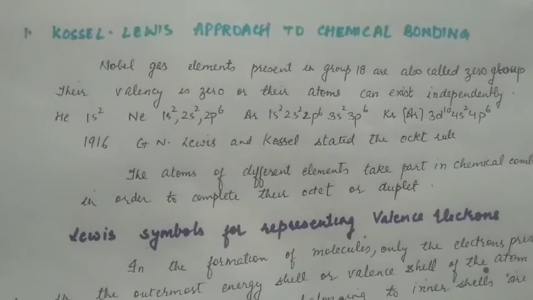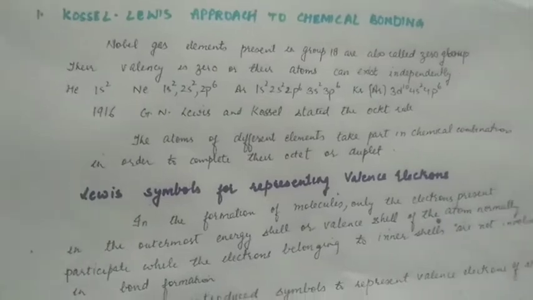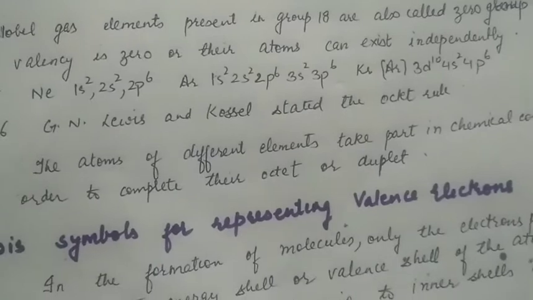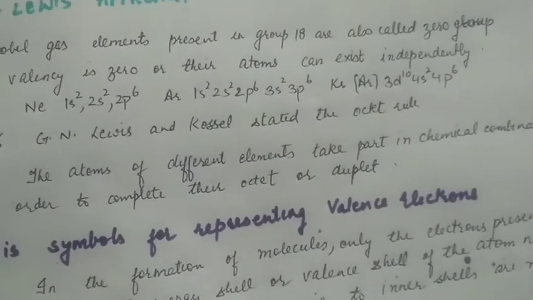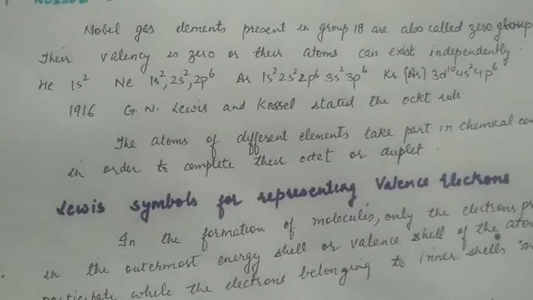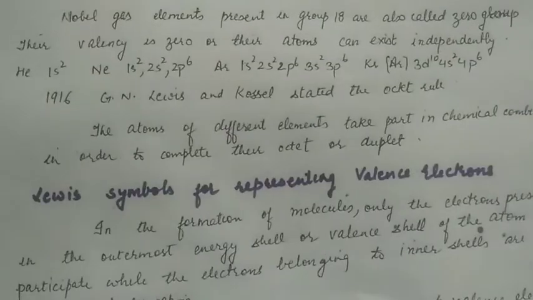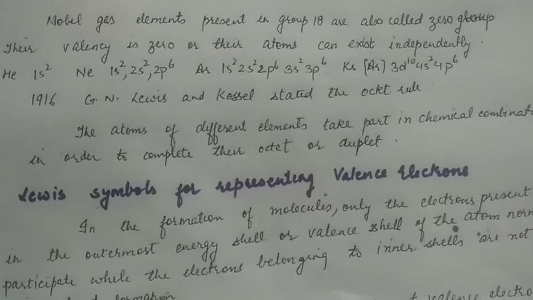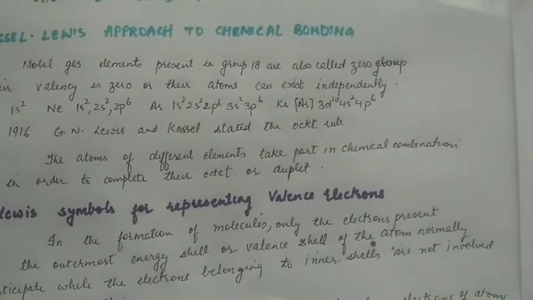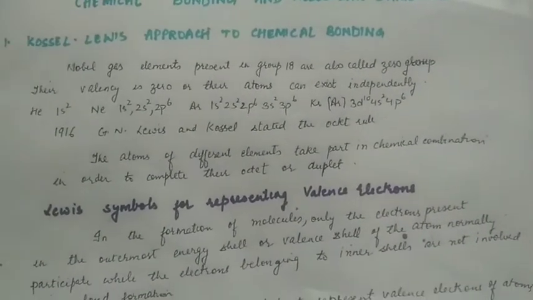For example, helium's configuration is 1s2, its first shell is complete. Similarly, argon's third shell is complete, 3s2 3p6. Krypton's shell 4 is complete. So in 1916, G.N. Lewis and Kossel stated the Octet Rule. The atoms of different elements take part in chemical combination in order to complete their octet or duplet. This rule is called the Octet Rule.